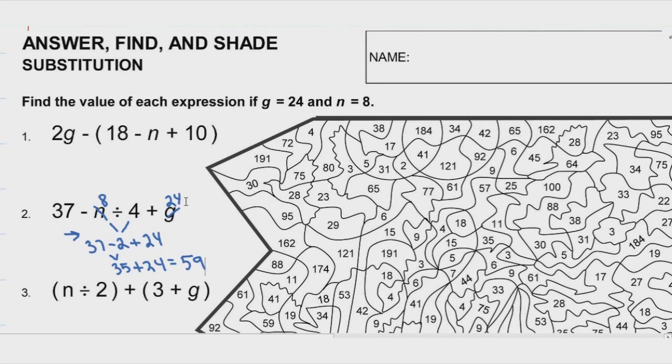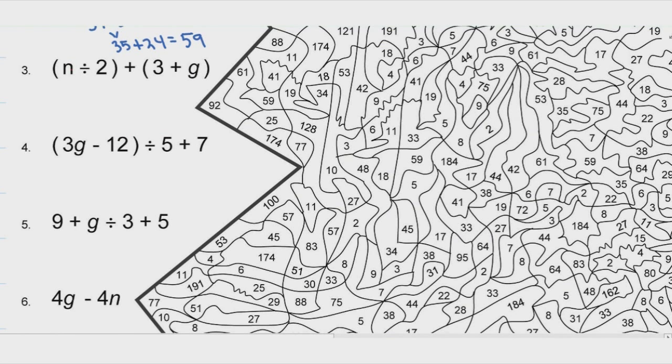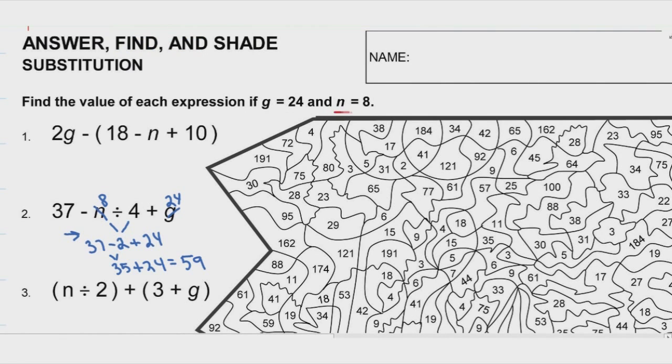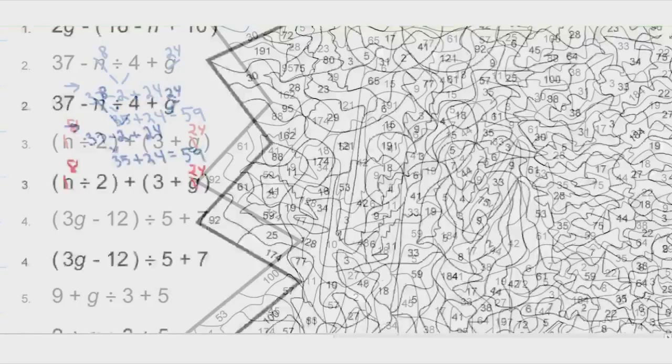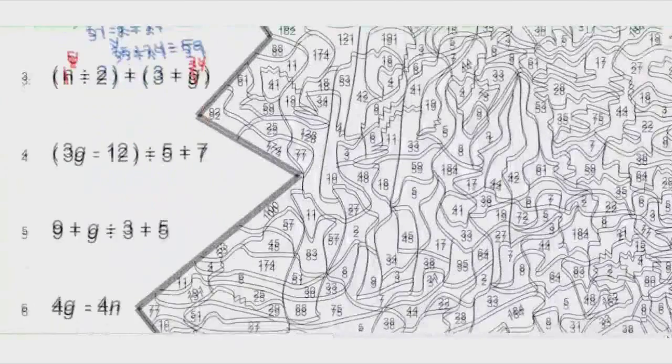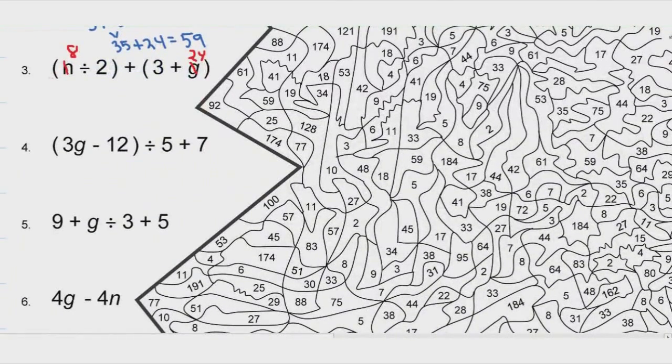And what you do is you find 59 in the picture, all of them, and shade them in. Problem 3, we have n equals 8, and g is going to equal 24. So we come down here, and we have n equals 8, and g equals 24. Just like the directions say up there. And we solve. So we have to do our parentheses first. 8 divided by 2 is 4, plus 3 plus 24 is 27, and 4 plus 27 is 31.